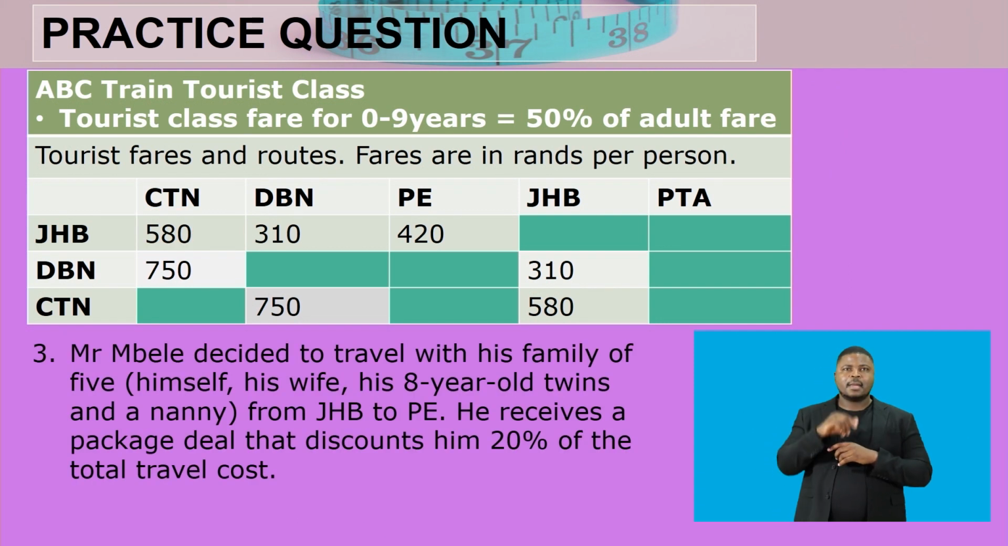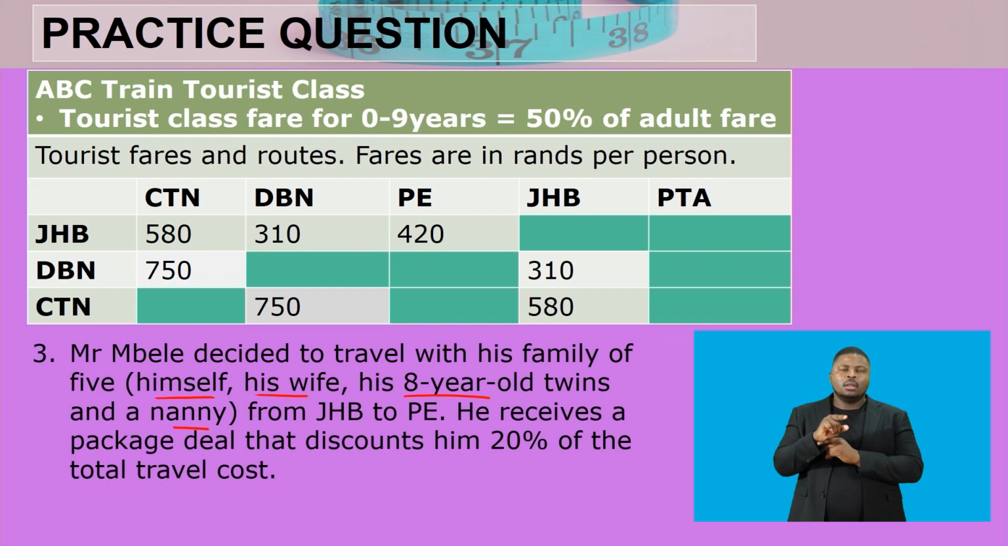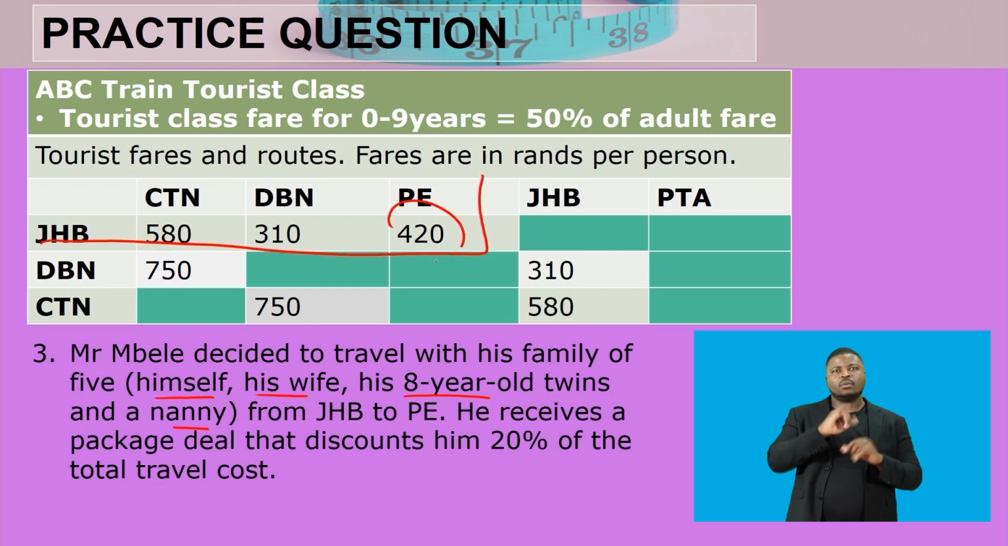Question 3 says, Mr. Mbele decided to travel with his family of 5: himself, his wife, his 8-year-old twins and a nanny, from Johannesburg to Port Elizabeth. He receives a package deal that discounts him 20% of the total travel cost. So it's his wife, himself, and the nanny, 3 adults. Then the 8-year-old twins are 2 children younger than 9 years old, who get 50%. Now we can check from where he is traveling, from Johannesburg to Port Elizabeth, which is 420. We've got all the information we need. Now we can go to the questions.